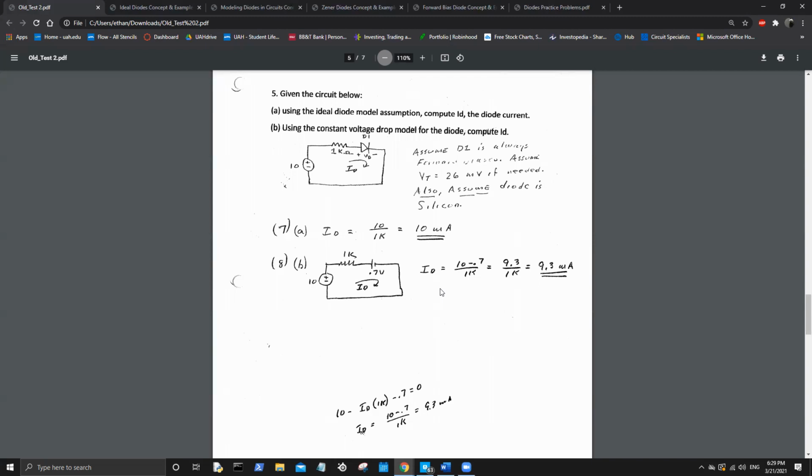Unlike op amps, diodes haven't dropped away with time or become irrelevant. Diodes are still around, and they're used everywhere, and I hate them. So did he give the assumptions there to the right that are handwritten? Assume D1 is always, what does he say there? Forward bias.